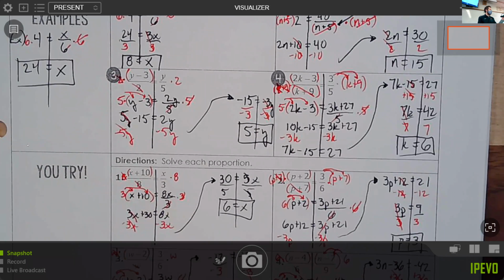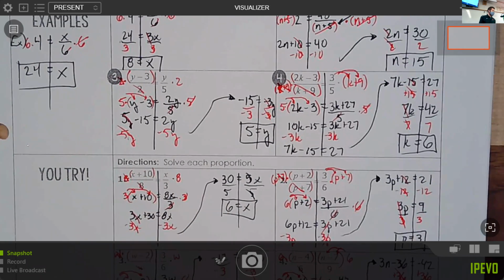Nice job on all your answers, by the way, because if you hadn't identified those as groups, you would not have ended up with the right answer. So well done. That means you distributed. 3 times x plus 10 is 3x plus 30 because 3 times x is 3x, 3 times 10 is 30.